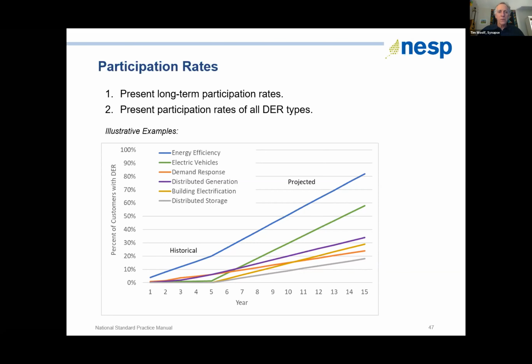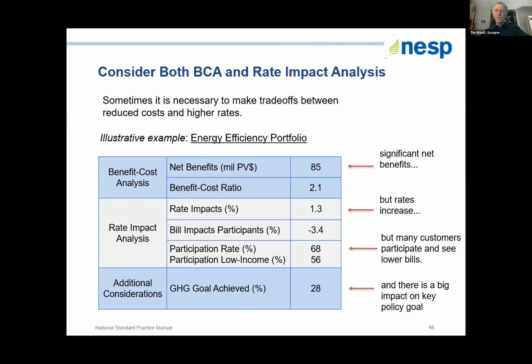And you can see that the penetration might vary quite a bit by DER, and there's a long story behind each one of these, which I can go into offline, but right now we don't have the time. But the key point is, looking at this data is really helpful to see the difference between participants, non-participants, and how rates and bills affect everyone. I have 3 more slides. Sorry to be so quick, but these are kind of key. These kind of bring this all together.